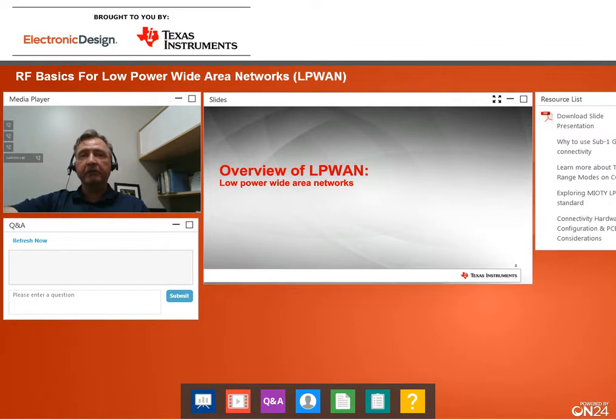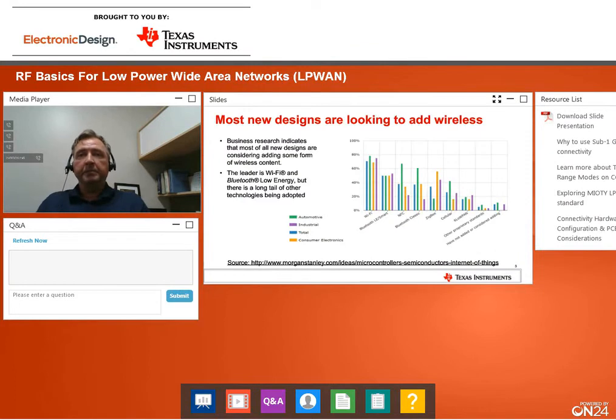So first, let's have an overview of what LPWAN technologies are. LPWAN, or any kind of wireless network, can be added to any kind of device or gadget that is being built. A research paper by Morgan Stanley showed that over 90% of all applications worldwide in any industry are thinking about adding wireless in some form to their application. The wireless could be Wi-Fi, Bluetooth, NFC, Bluetooth Classic, it can be anything.